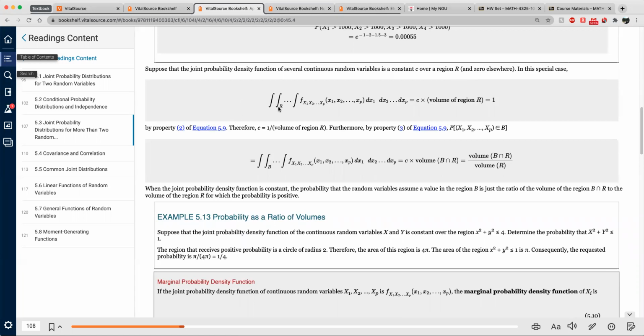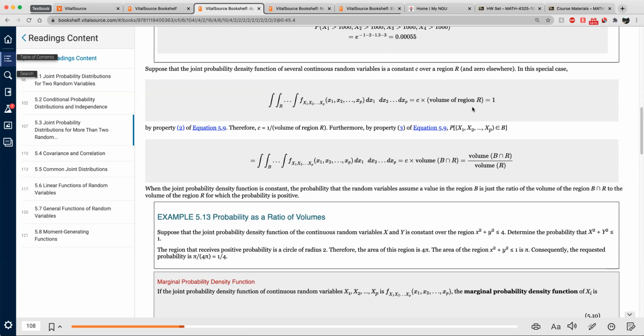Then the probability on that region R is nothing but the constant C, which is the value of the joint PDF at any values of the random variables, times the volume of region R, and that equals 1. I believe you have seen this in calculus, maybe in calculus 3.